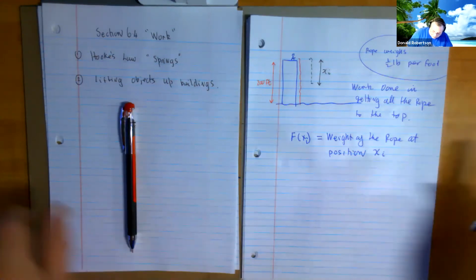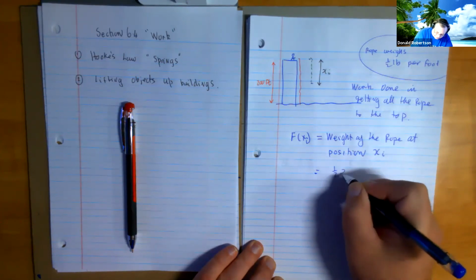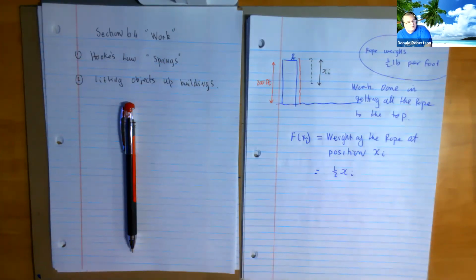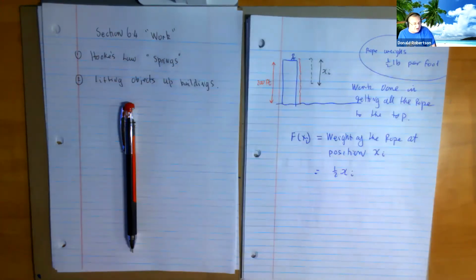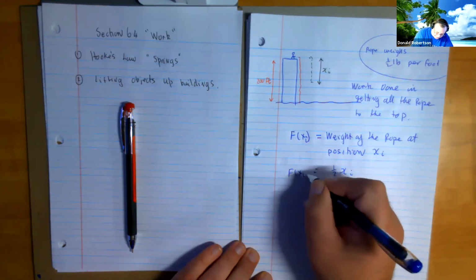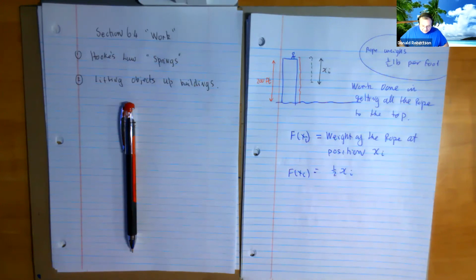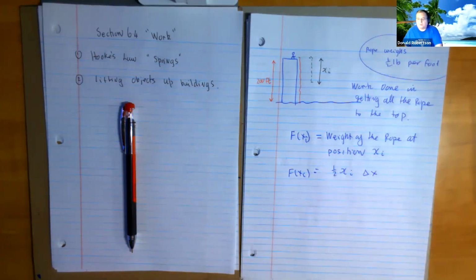Now, how much does that rope weigh if you make this distance xi? Well, that's not too hard to calculate, because the weight of the rope is half a pound per foot, so it's half of whatever the length xi is. Would you agree that's the weight of that rope? If the rope weighed 5 pounds a foot, wouldn't that amount of rope weigh 5 times xi? So this is our force function. Now, we need to think about moving it just a tiny little bit. So we'll do that.